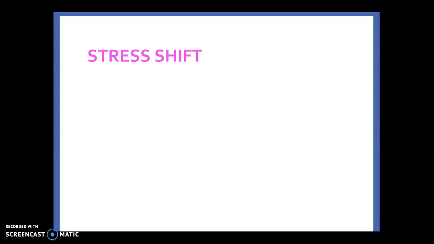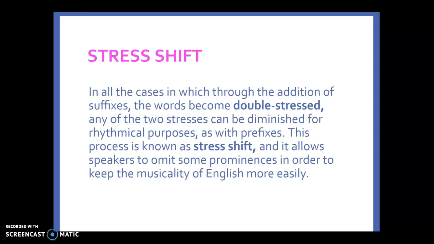Well, connected to this idea of moving the stress from place to place, we have a process that affects these words. This process is called stress shift. Stress shift is a process by which the secondary stress of the word can become the main stress of the word due to the pressure of stresses in neighboring syllables. So we have different syllables affecting the stress pattern of the word. So a secondary stress can become primary stress. And this is due to the necessity of keeping musicality at the moment of speaking.